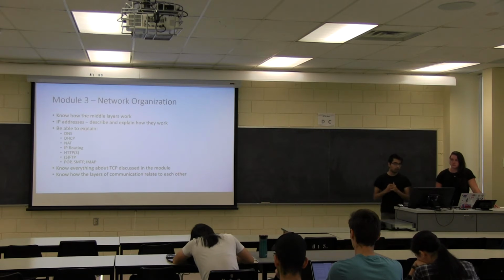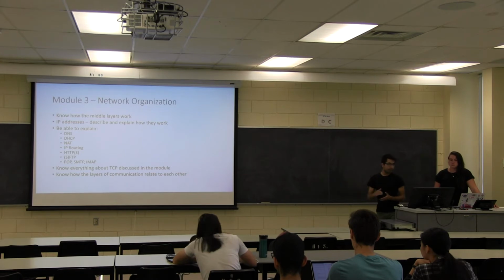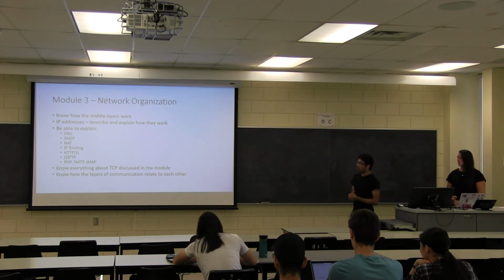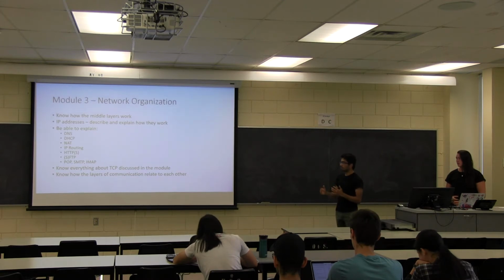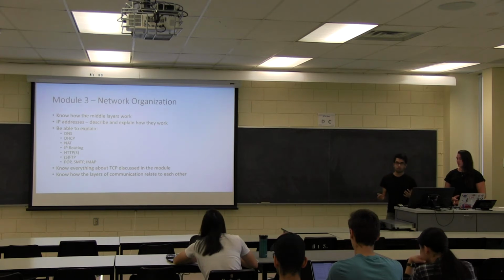You also need to know how the middle layer works, the TCP and IP address. So IP address, as a little recap, is a set of 4 numbers that are separated by a period. And you should also be able to explain the listed items below, so DNS, DHCP, NAT, IP routing, and the higher layer protocols, HTTPS, SFTP, and that last item. You don't really need to know about it in great detail, just know more of it in a broad sense. Just know that IMAP is used for email.